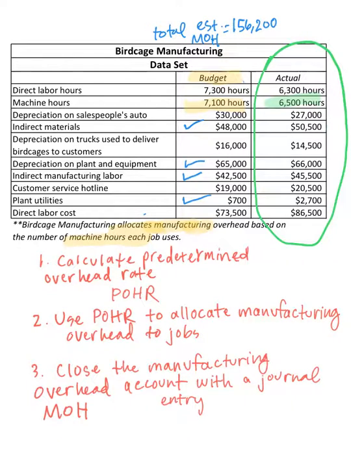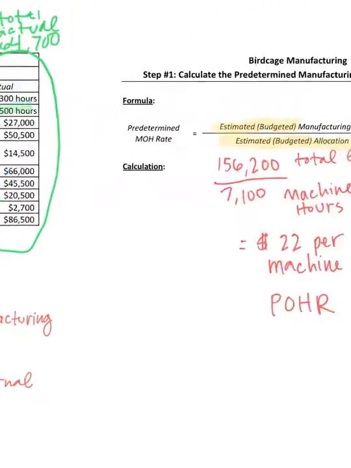So just like we had to do with the estimated overhead, now we're going to add up the components individually of the actual amounts in order to calculate total actual overhead. So it's going to be the same 4 items that we identified before: indirect materials, depreciation on the plant and equipment, indirect labor, and the plant utilities. Add them up to get total actual overhead, which equals $164,700.